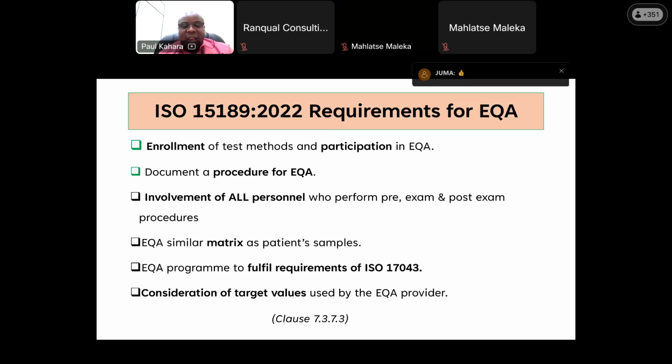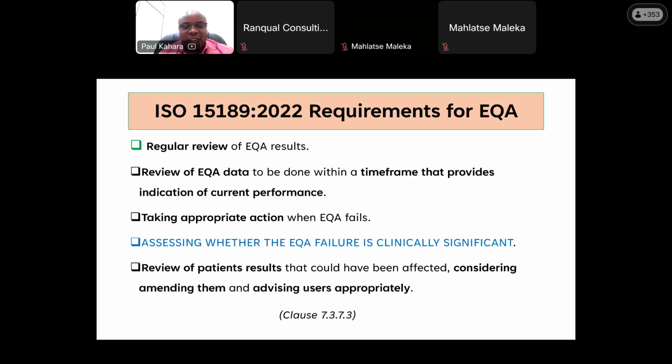And therefore, at the point of engaging our PT providers, let us also consider asking them, how do you evaluate your results? Is it by consensus? Is it by use of technical experts? Is it by use of reference materials? How exactly do you get your assigned values? That is something we need to consider at the point of enrolling into EQA.